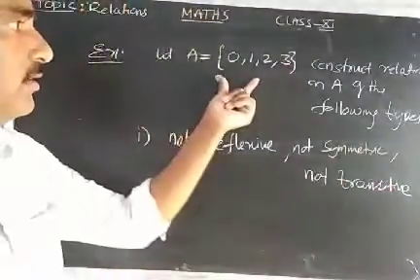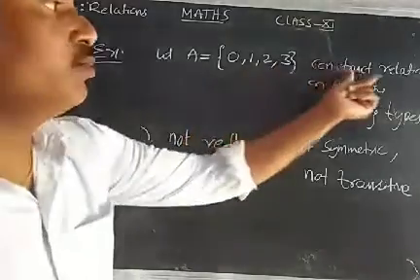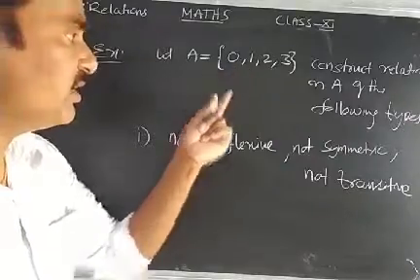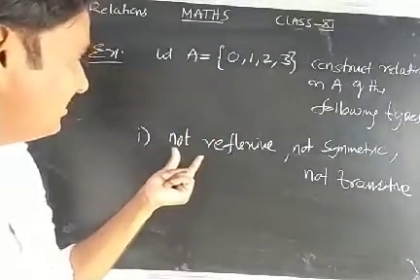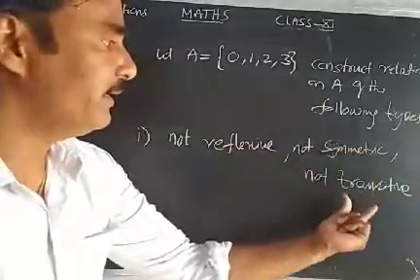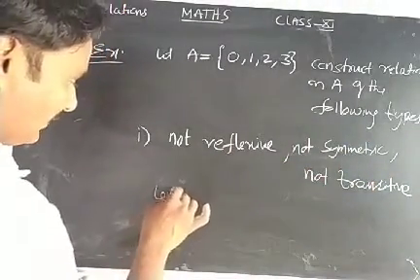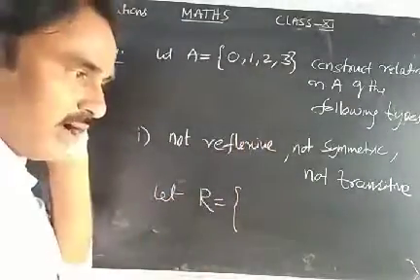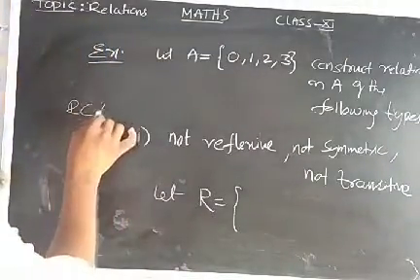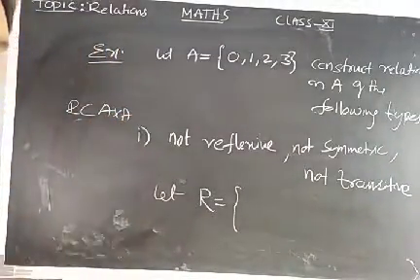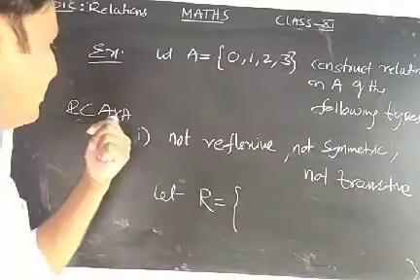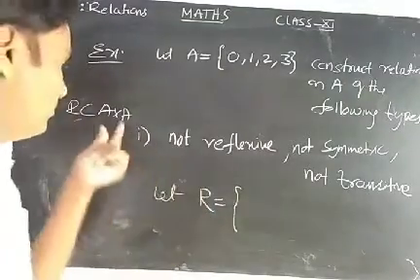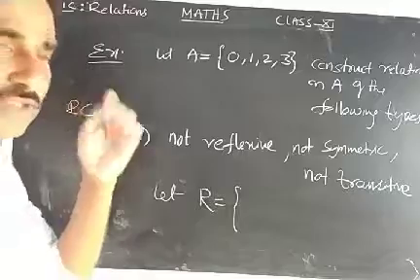Here we have a non-empty set. We are going to construct one new relation on A, meaning a subset of A cross A, in such a way that the relation should not be reflexive, not symmetric, not transitive. Now I will take one relation R on A. R on A means we should take R a subset of A cross A. Subset of A cross A means R should contain ordered pairs whose first element is taken from A and second element is also taken from A.